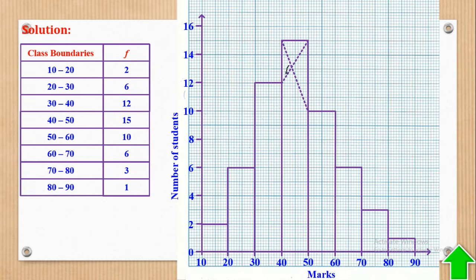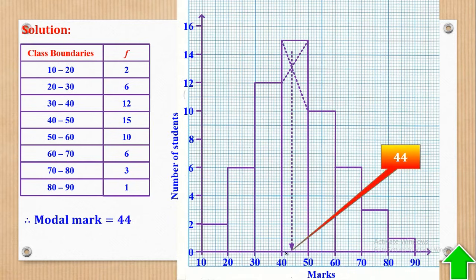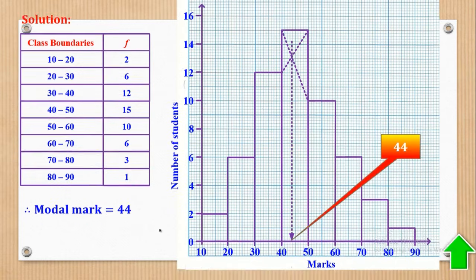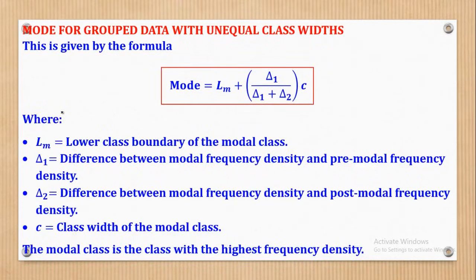Then this point of intersection, drop a perpendicular to meet the horizontal axis and read off that value. So that will be the mode they wanted. So we come and conclude that the mode is 44. So that has been the mode for grouped data with equal class width.